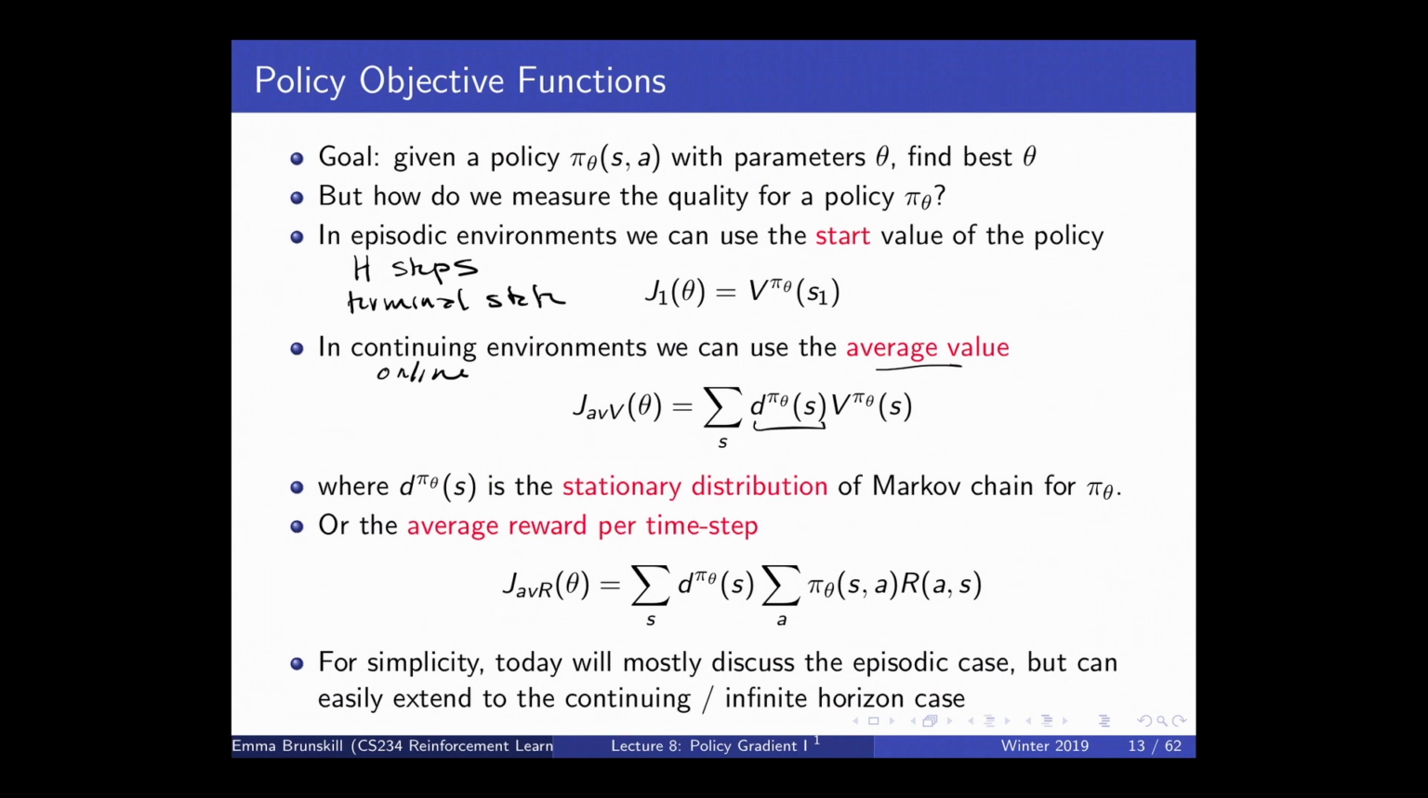Because we talked about before the fact that if you fix the policy, then you basically get a Markov reward process. You can also just think of the distribution of states you get as a Markov chain. So if we're acting forever, we're going to say, on average, what is the value of the states that we reach under that stationary distribution? Another way to do it is to look at the average reward per time step. Now, for simplicity today, we're going to focus almost exclusively on the episodic setting, but we can think about similar techniques for these other settings.